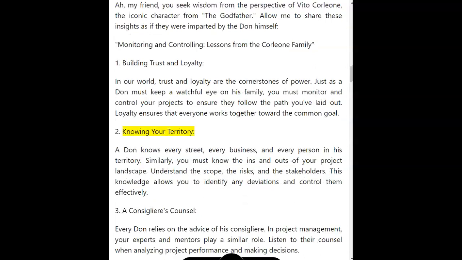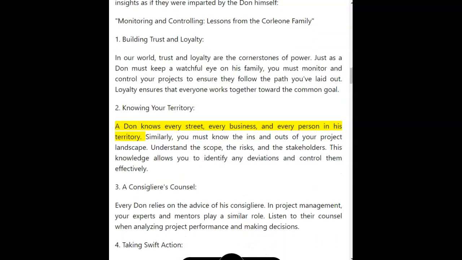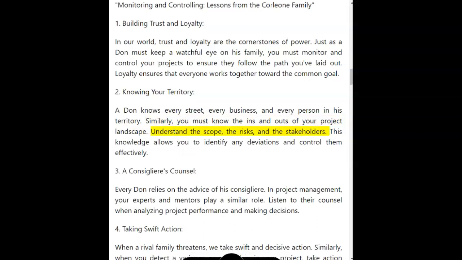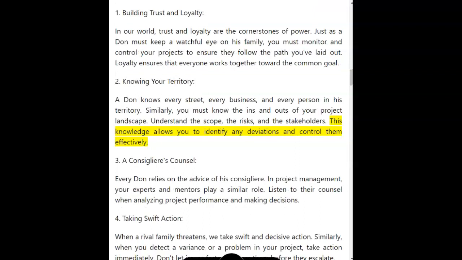2. Knowing your territory. A Don knows every street, every business, and every person in his territory. Similarly, you must know the ins and outs of your project landscape. Understand the scope, the risks, and the stakeholders. This knowledge allows you to identify any deviations and control them effectively.